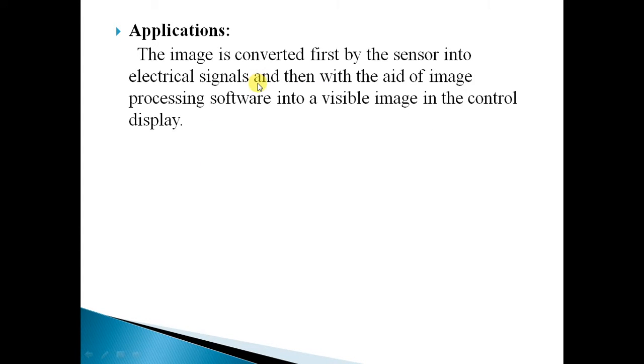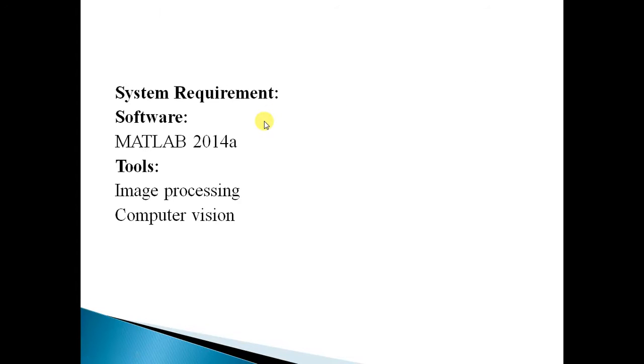The application of this project: the image is converted by the sensor for the first time into electrical signals, and with the aid of image processing software, it is obtained as a visible image in the control display. The software used in this project is MATLAB 2014, that is Matrix Laboratory, and the tools used are Image Processing and Computer Vision.